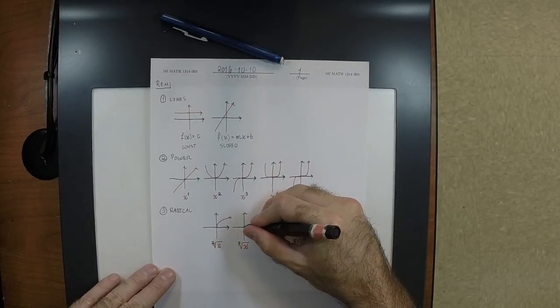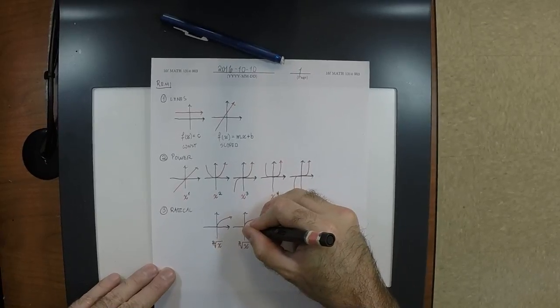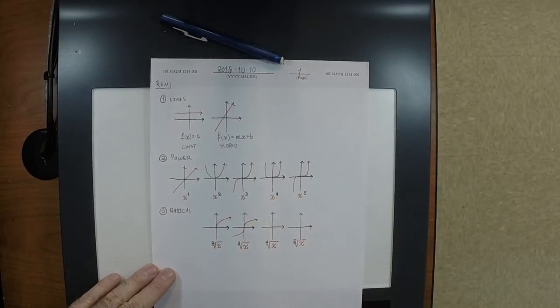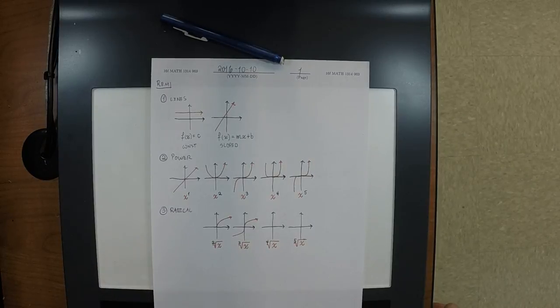Okay, so for the cube root, like this. So notice that there is something over there now for cube root. Because, for example, what's the cube root of 1,000? 10. What's the cube root of negative 1,000? Negative 10. What's the cube root of 27? 3. What's the cube root of negative 27? Negative 3. Okay.